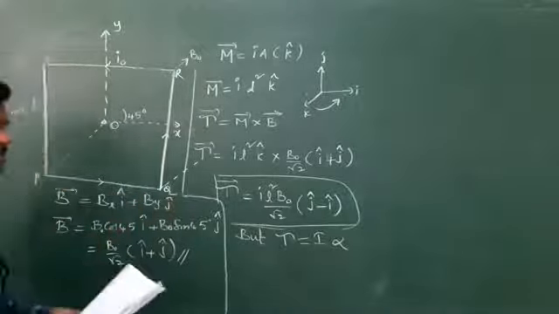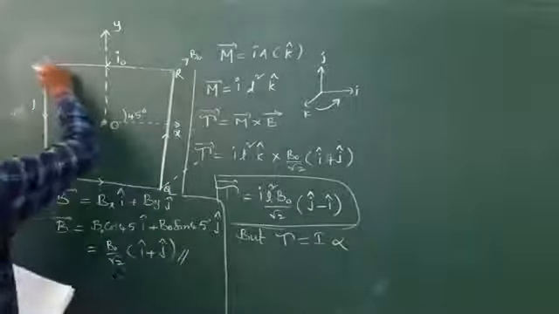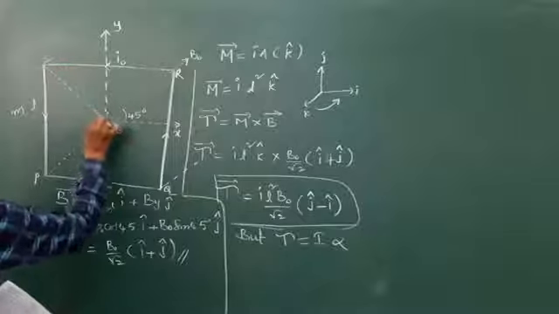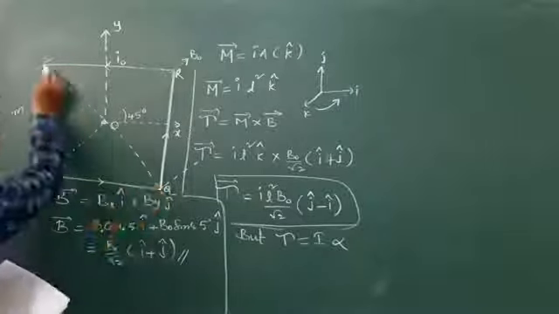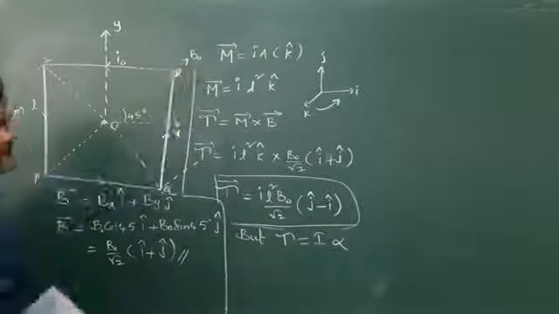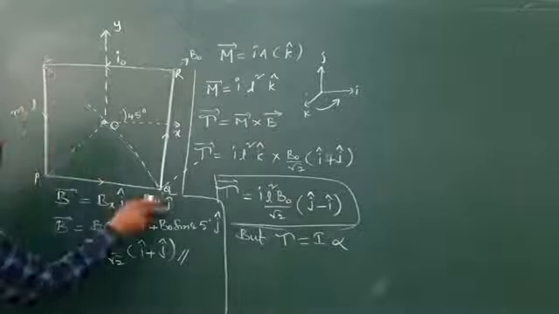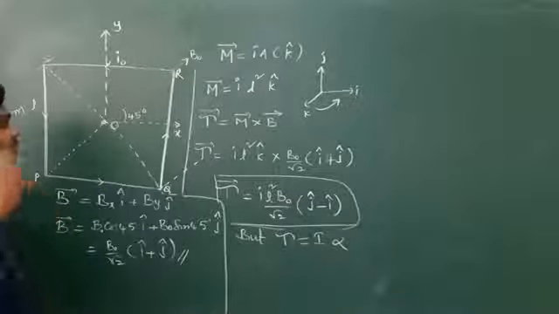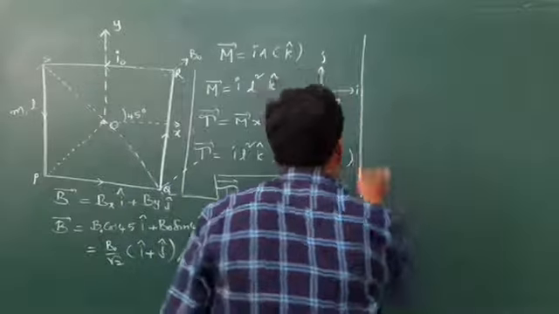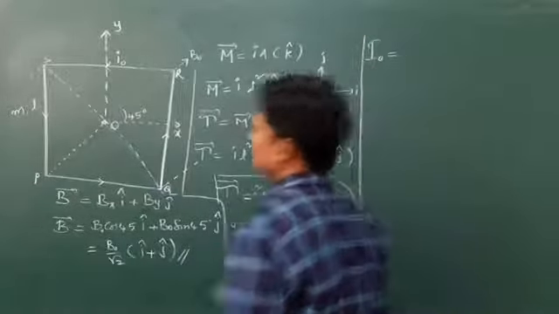Now the target is to find tau equal to I alpha, but we don't know the moment of inertia about this axis, so we need to find it. But due to symmetry, we know the moment of inertia I_SQ and I_PR are equal. Due to symmetry, the moment of inertia about these lines are equal. But we don't know the moment of inertia about O, so let me find I about O.